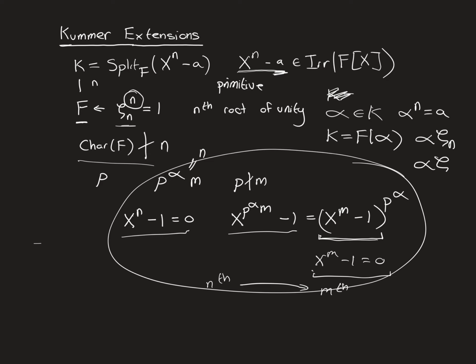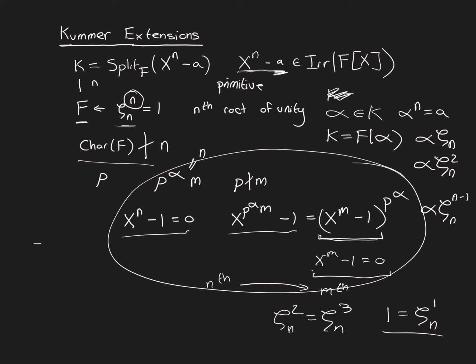You're also going to contain alpha zeta n squared, all the way up to alpha zeta n to the n minus 1. And these are all different elements, these powers of zeta n, because if they weren't different, so for example, if you had zeta n to the 2 equal to zeta n to the 3, we'll now just multiply through by zeta n to the negative 2, or zeta n squared inverse, and you'll get that 1 is equal to zeta n, which then contradicts zeta n being a primitive nth root of unity.